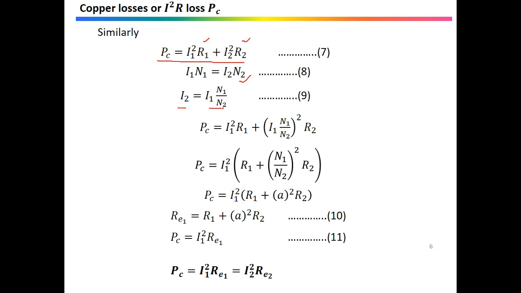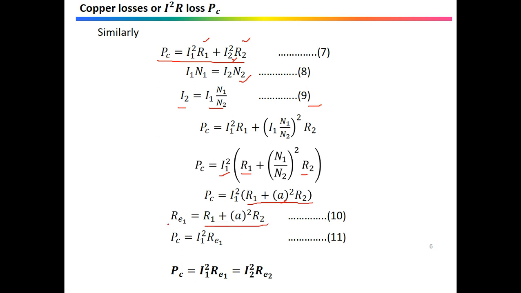So I2 will be I1 N1 over N2, and now I am putting this value of I2 from equation number 9 into equation number 7. In this case Pc will be I1 square R1 plus I1 (N1 over N2) square R2. Again solving in the same manner, I take I1 square outside the bracket, and it becomes R1 plus (N1 over N2) square R2. N1 over N2 is nothing but the turn ratio A, so now I have R1 plus A square R2, and this is R2 transferred to the primary side.